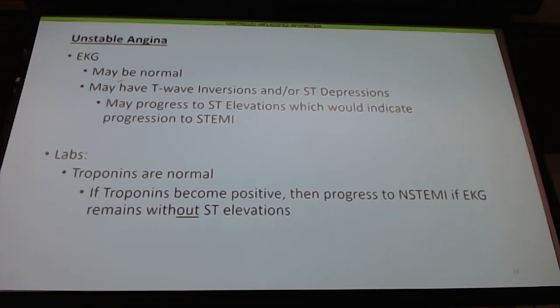EKG, we said, may be normal, but it may have those T wave inversions and ST depressions. If it starts to develop ST elevations, it's no longer unstable angina. You have now progressed down the spectrum, and now you have STEMI, right? And the other differentiating thing for unstable angina from the non-ST elevation MI is that the troponins are normal. If troponins become positive, you have progressed to a different form of ACS. You have to have normal troponins to remain in unstable angina.